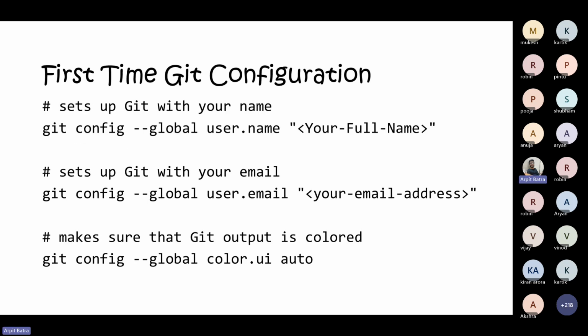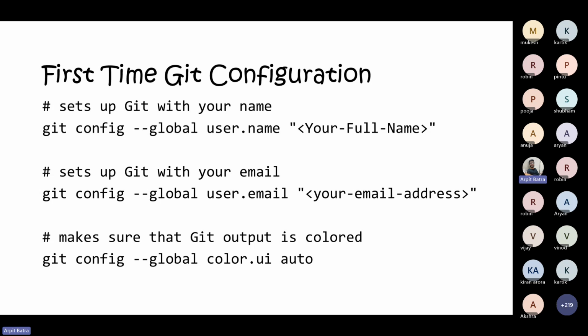Okay. Then we have the command in Linux for installation of Git. Now the next slide is first time Git configuration. Set up Git with your name: git config --global user.name, then your full name according to syntax. Then set up Git with your email: git config --global user.email, then your email address. Make sure that Git output is colored: git config --global color.ui auto. So these are all about Git configuration.